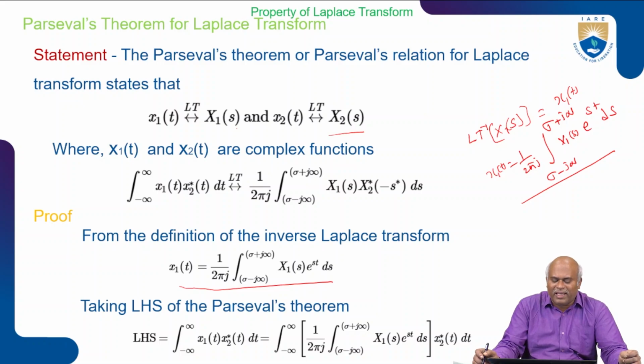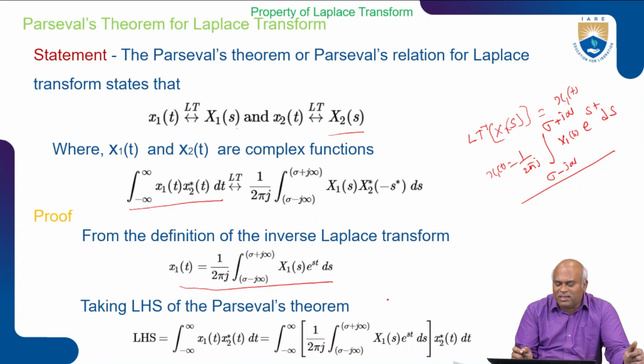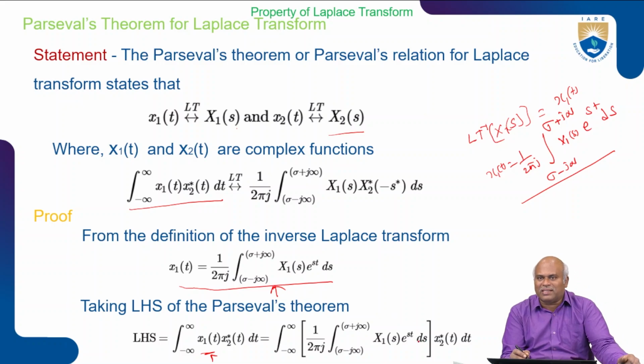Okay, now taking the left side of the Parseval theorem statement. So I take the left side only. The left side value is equal to the integral from minus infinity to plus infinity of x1 of t, x2 star of t, dt. In this case, I substitute for x1 of t its inverse Laplace transform of x1 of s. So the integral from minus infinity to plus infinity of 1 by 2 pi j integration from sigma minus j infinity to sigma plus j infinity of x1 of s e power st ds, times x2 star of t dt, I write.